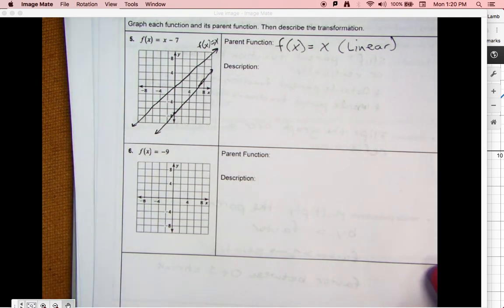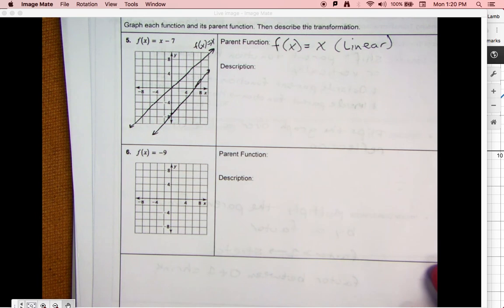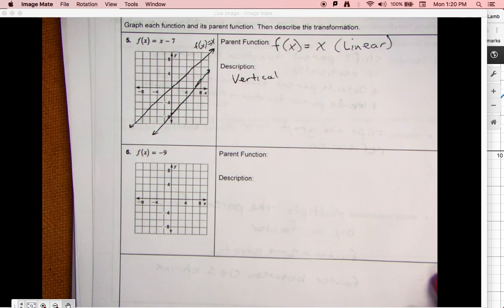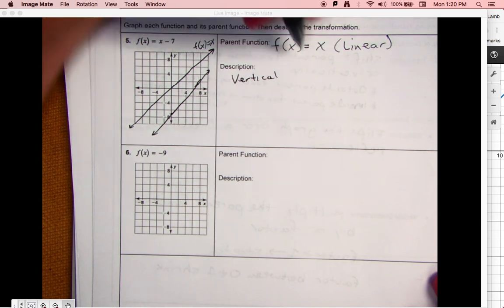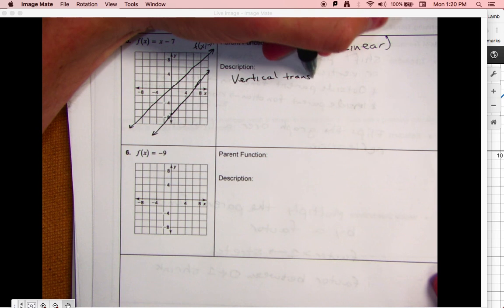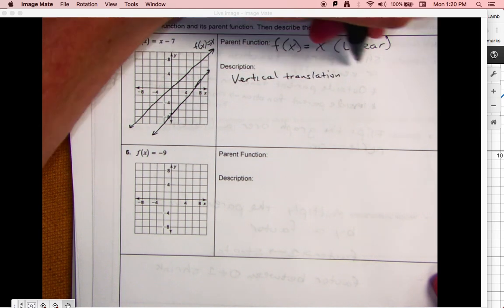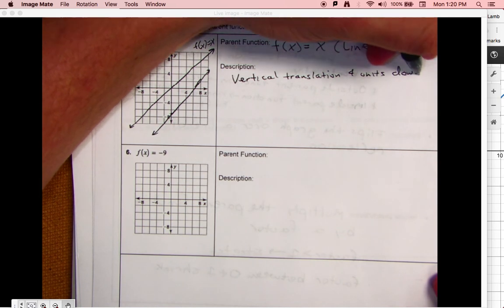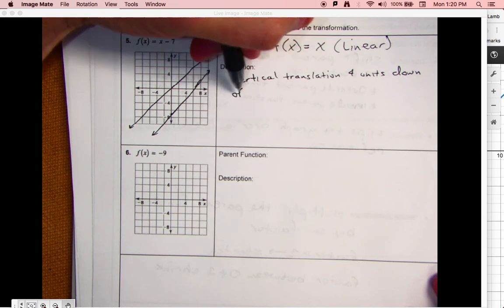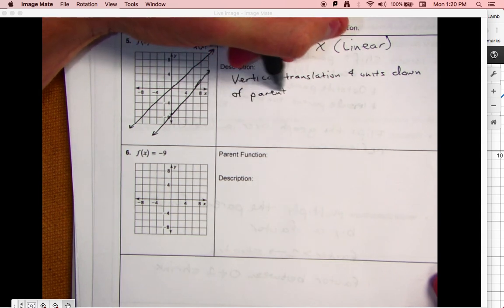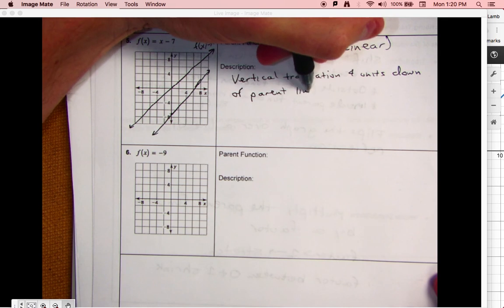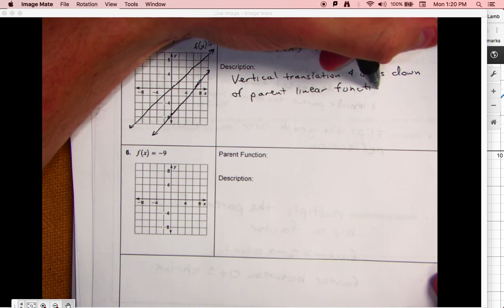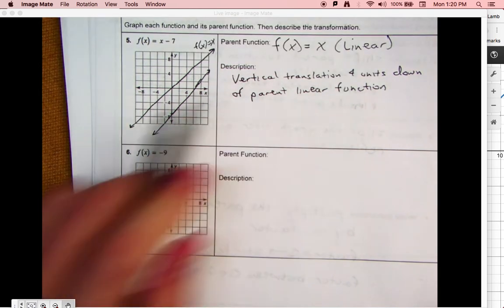Now let's describe it. We talked about describing it yesterday. First of all, what's happening? We'll get a little more formal. First of all, we have a translation. It's moving, so we're going to say a vertical translation 4 units down of the parent linear function.